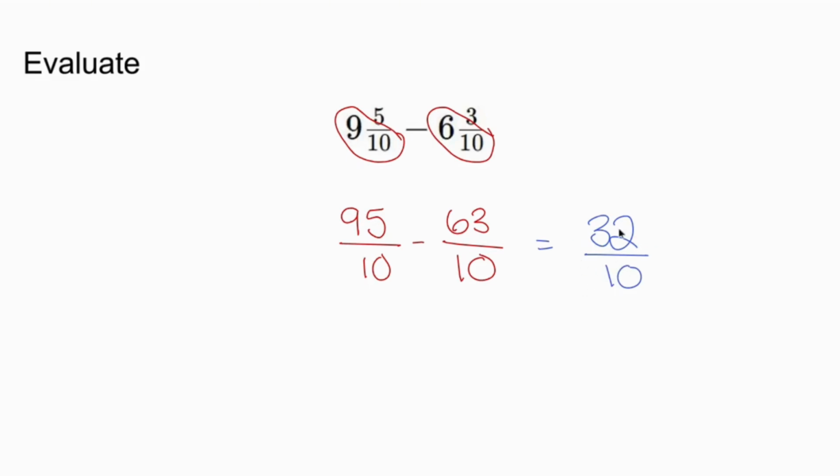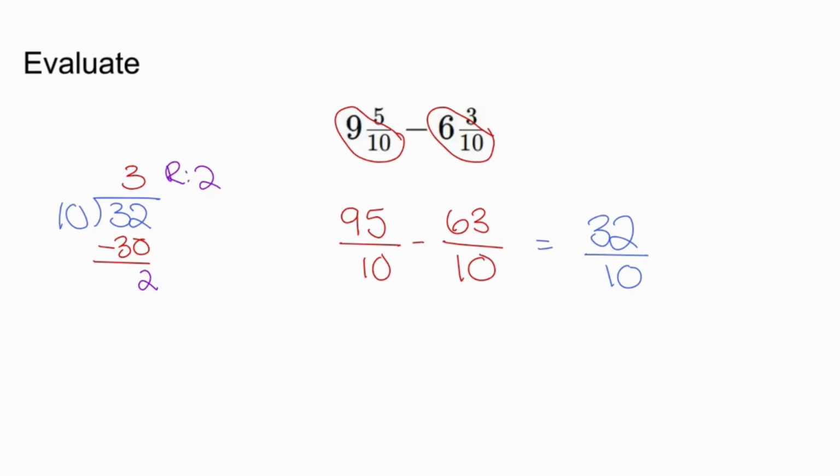Now this is an improper fraction. I want to turn this into a mixed number. So let's go off to the side and see how many times 10 goes into 32. 10 goes into 32 3 whole times. 3 times 10 is 30, and we subtract. 32 minus 30 is 2. With no more numbers to drop down, we have a remainder of 2.